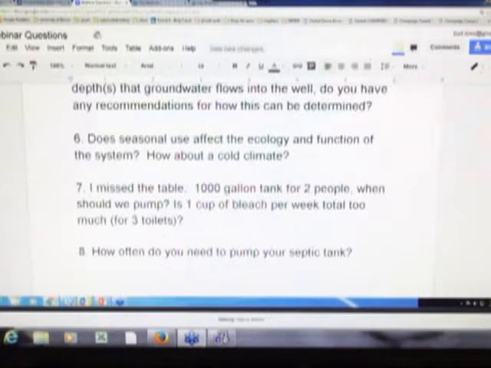Is 1 cup of bleach per week too much for 3 toilets? I'm assuming that they're putting straight bleach in each toilet every week. I just recommend that you don't use any bleach or anything that can kill the bacteria in your system. That's how the ground actually breaks down the material that makes its way out into the soil, and that's how the septic tank actually works, based on bacteria. So the more bleach or the more anything that you put in there, the more likelihood of having problems.